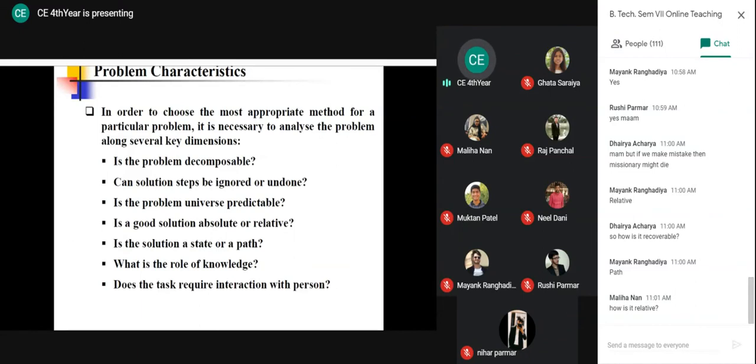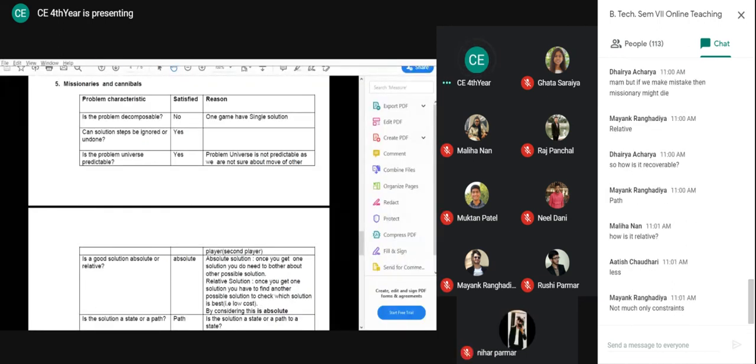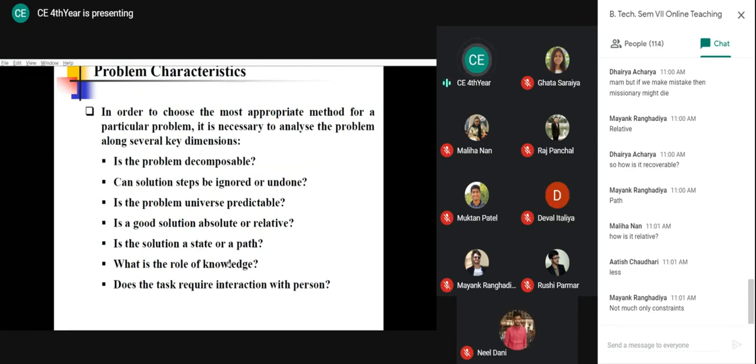Is it a relative or absolute path? Malia, your answer is correct. It is not relative. It's an absolute path. Listen. In the case of missionaries and cannibals, it's not relative. It's an absolute path, right? There is no need to compare, right? So the problem is absolute. How much knowledge is required? Okay, less, not much, only constraints.